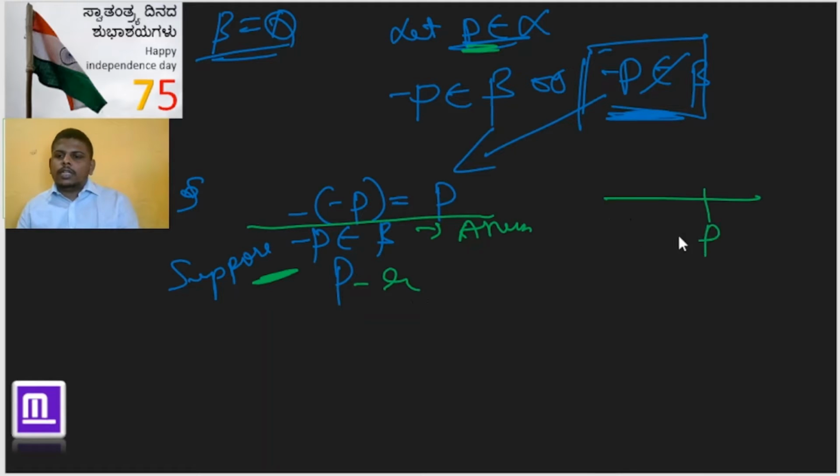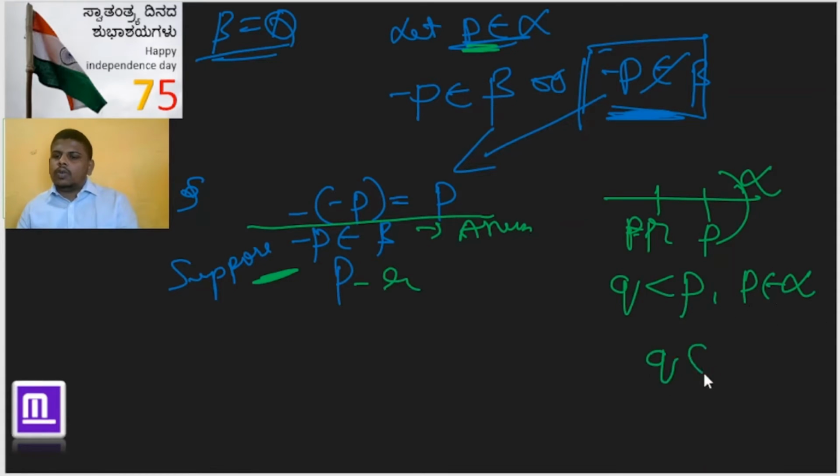Those are, if it is your p, this is your p minus r, right? Then this is our alpha. If q is a rational number less than p and p belongs to alpha, then q also belongs to alpha. This says that minus of minus p minus r belongs to alpha. Despite this, minus p belongs to beta.